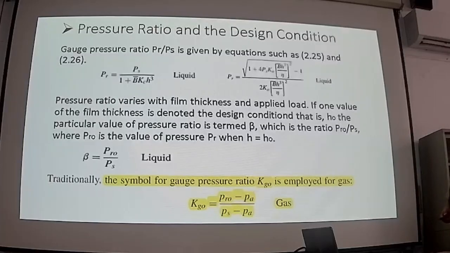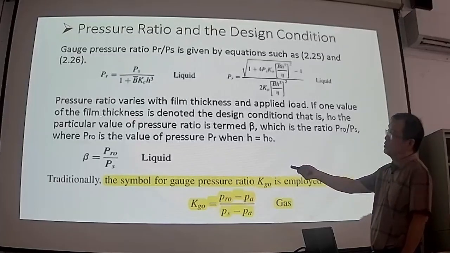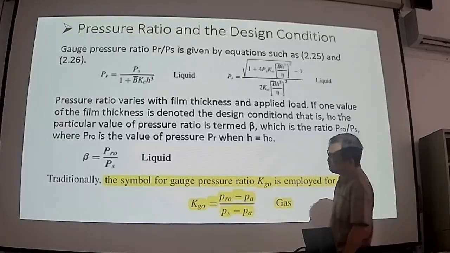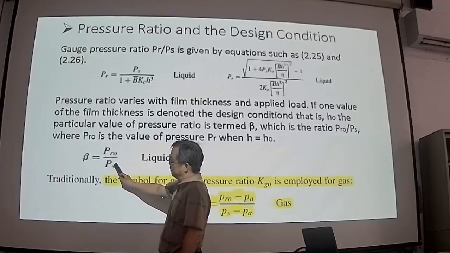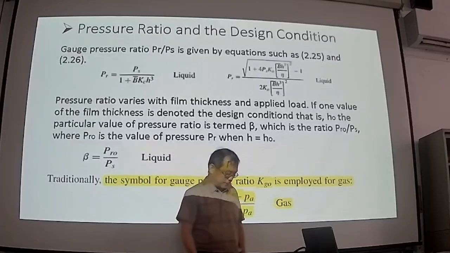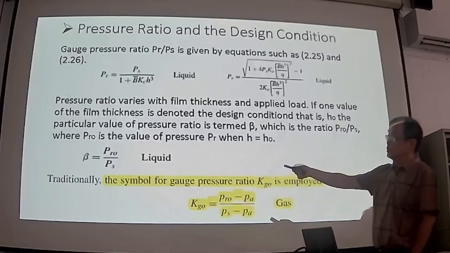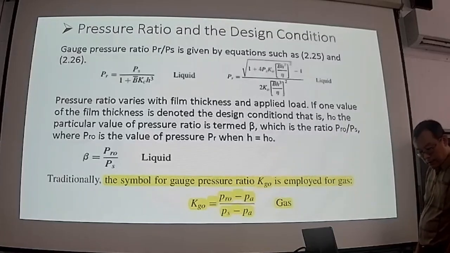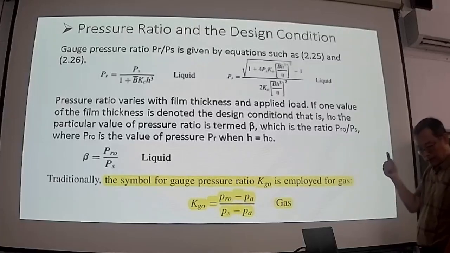And we have another definition for that. It's called the pressure ratio. Pressure ratio is the recess pressure divided by the supply pressure. So the beta is called the pressure ratio. This is on page 39.